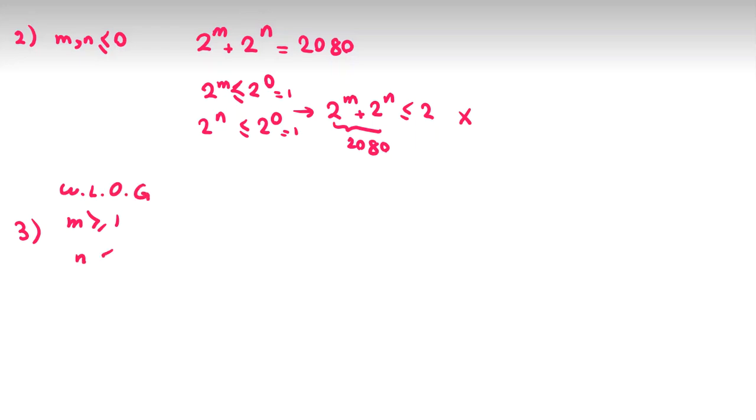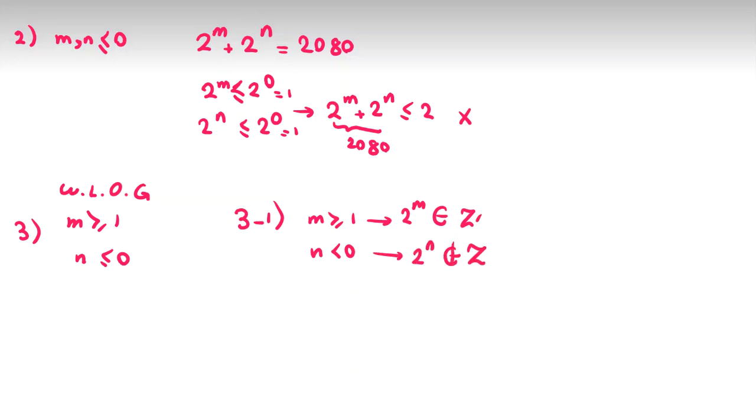suppose m is greater than or equal to 1 and n is less than or equal to 0. In this case, let's consider case 3.1 first. M is at least 1, n is less than 0. Then 2 to the m is an integer. Because n is negative, 2 to the n is not an integer, because it's 1 over 2 or 1 over 4. And 2 to the m plus 2 to the n is not an integer. But we know it equals 2080, which is an integer. That's a contradiction.